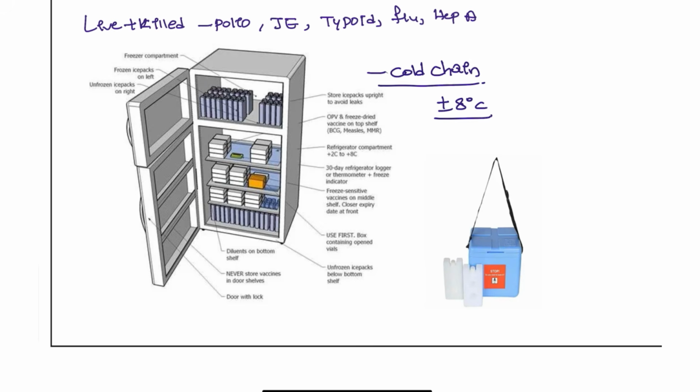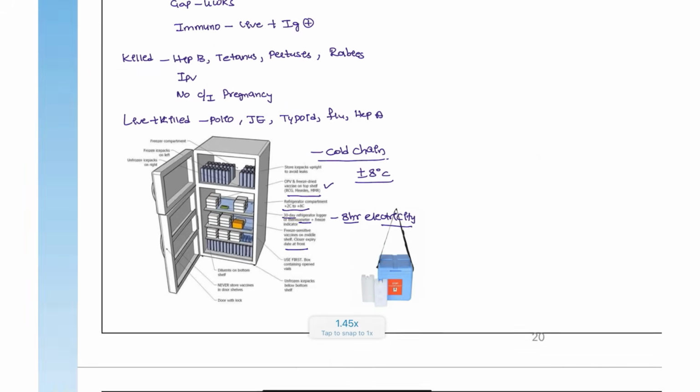Next, here you can see 2 degrees to 8 degrees Celsius that we are going to keep here. And how we are going to keep BCG, measles, MR on the top shelf. BCG, MMR are on the top shelf because they are freeze-dried vaccines. And next, whatever the freeze-sensitive vaccines are have to be kept downwards. How many days? It is 30 days, and it will be checked by the thermometer every day. 8 hours of electricity is important to avoid damage to the vaccines, right?